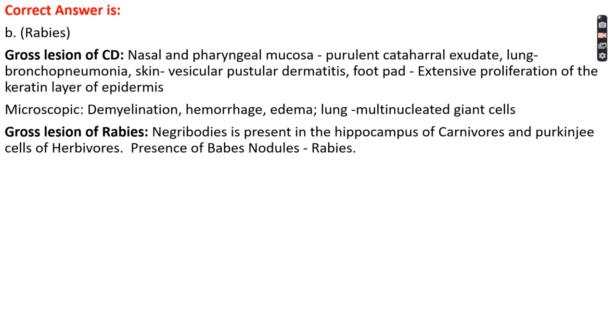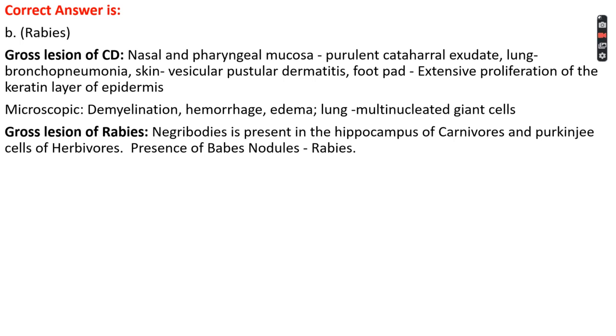Okay, let's see the gross lesions which are seen in case of canine distemper. In canine distemper, the nasal and pharyngeal mucosa contain purulent catarrhal exudate. That is, the exudate is mucousy and pus-like in nature. In the lungs, we find bronchopneumonia. In the skin, we see fluid-filled vesicles with pustular dermatitis. The foot pad becomes very hard due to proliferation of the keratin layer of the epidermis, that is hyperkeratosis.